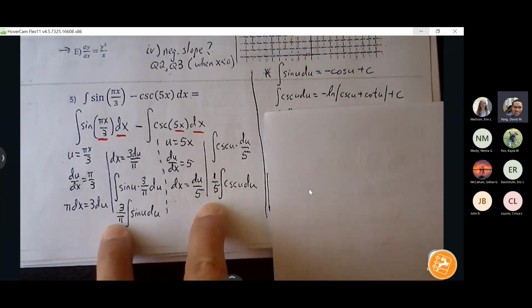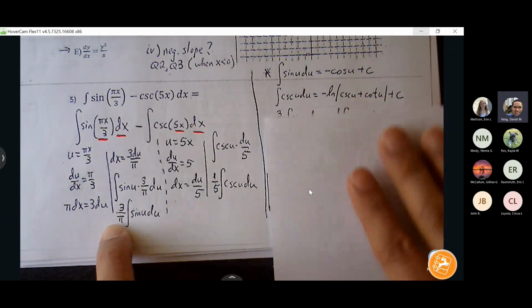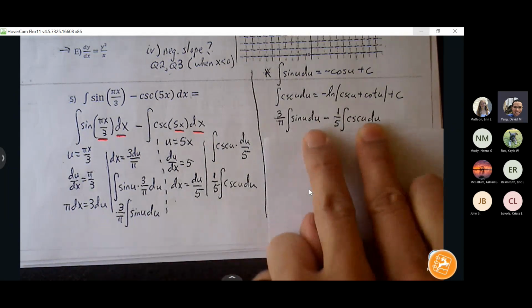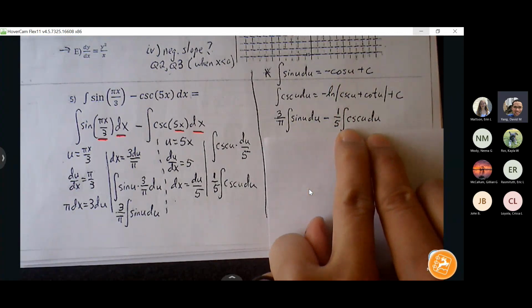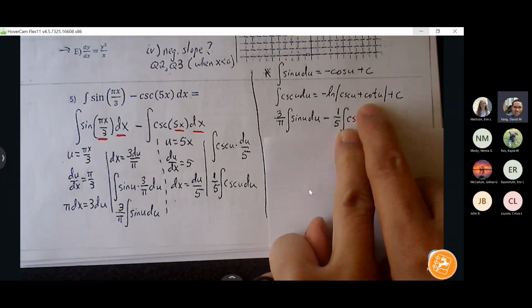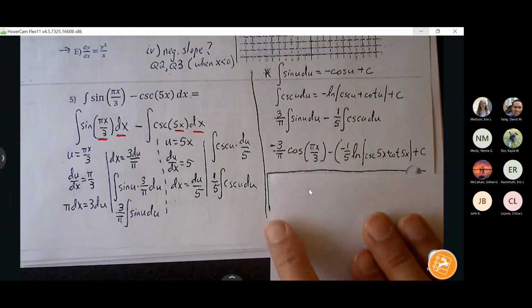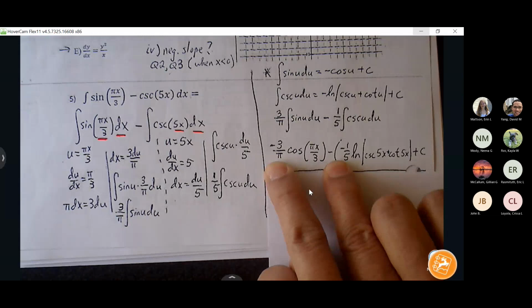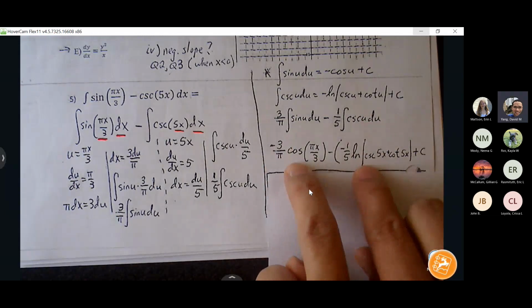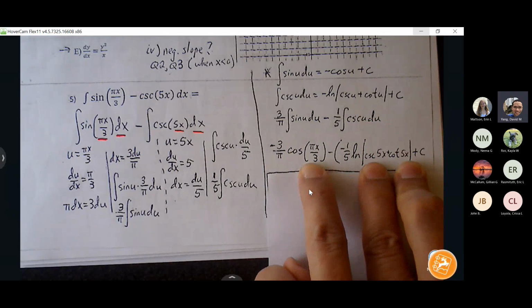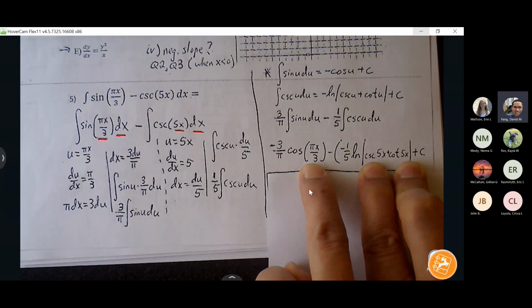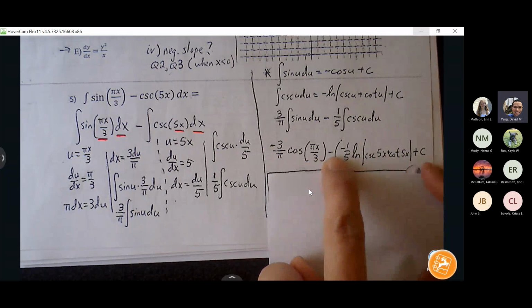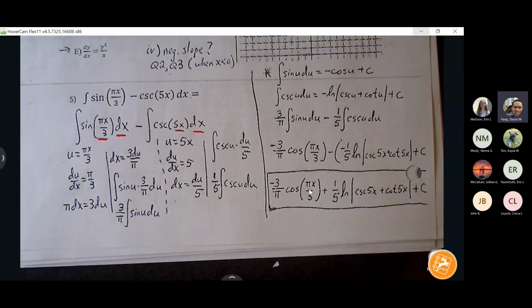If I'm keeping track of my coefficient, that's going to hang out in front. So now I'm here. Sine u becomes negative cosine u. Cosecant u becomes negative natural log of cosecant u plus cotangent u. And then once I apply my antiderivative rule, I bring back my original variables. So for the first term, I bring back pi x over 3. For the second term, I bring back 5x. Do some cleanup here. The 2 negatives become positive.